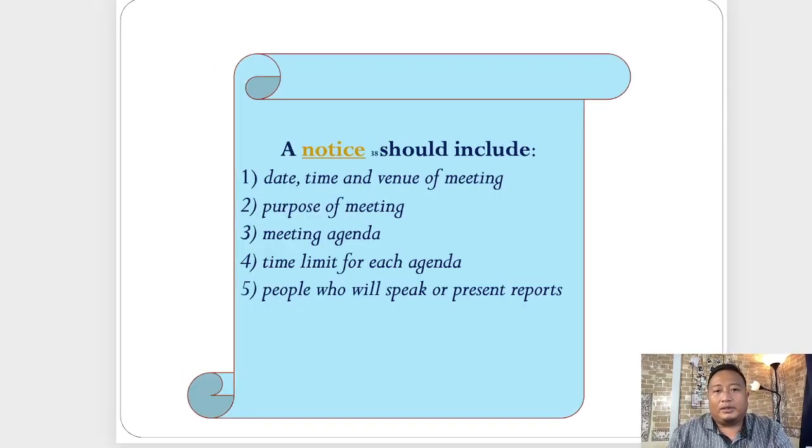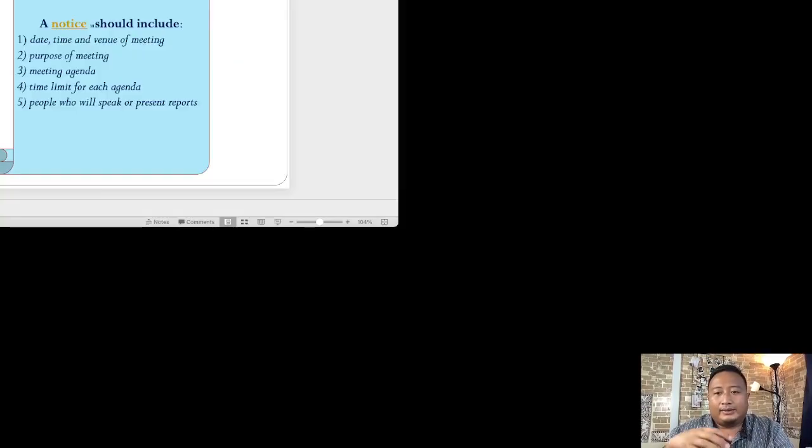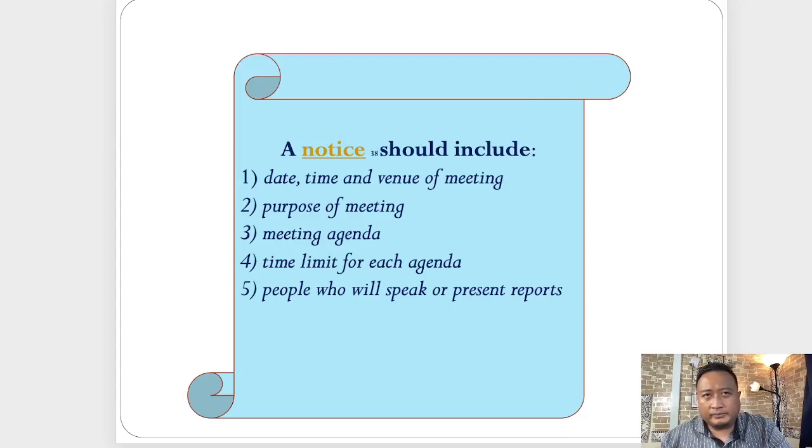Because if the notice does not contain the agenda, then the group members couldn't prepare. The group members could not prepare what are the things to be discussed during the meeting. So when you include the agenda, they will have the agenda in their mind prior to the meeting, and when they go to the meeting, their mental is already ready for the meeting. So this is the most important part.